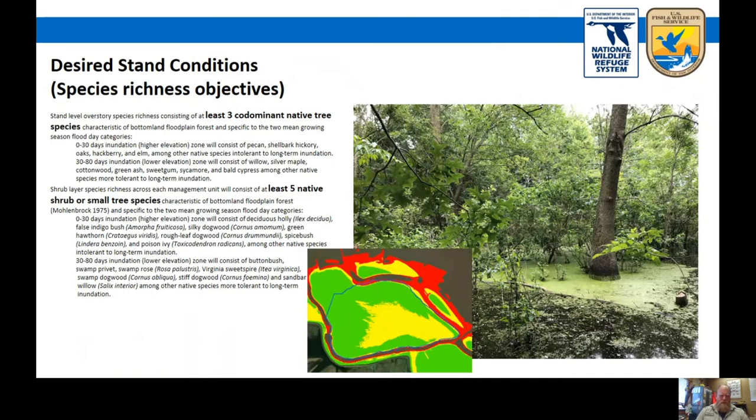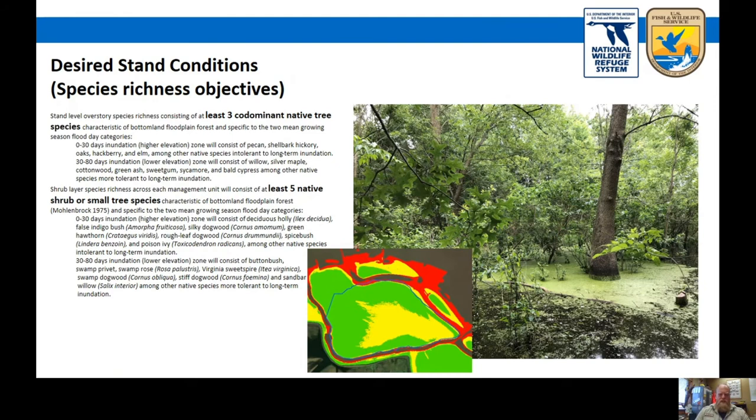The refuge uses the Van Apeldoorn flood inundation model from the USGS to model the mean growing season flood days, or on average, how many days during the growing season certain areas of the refuge are flooded. Since certain species are more flood tolerant or flood sensitive than others, it gives us spatial targets for where to focus our management strategies, which will be discussed soon.